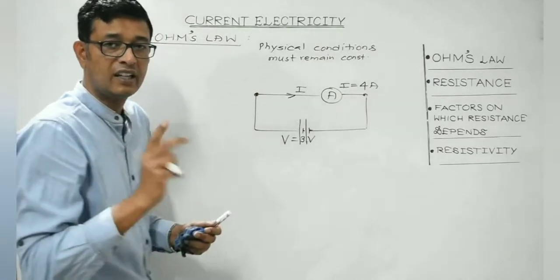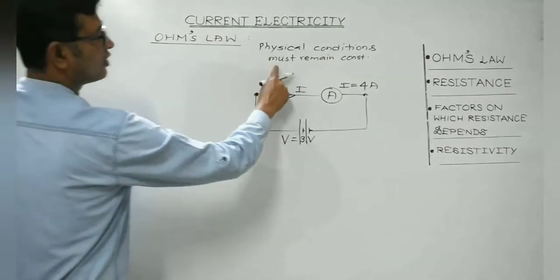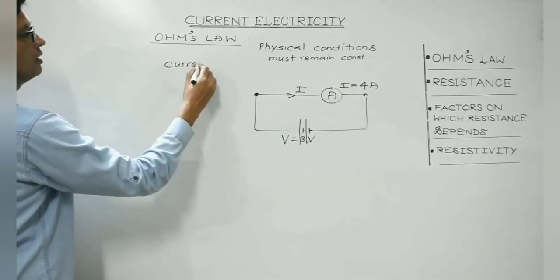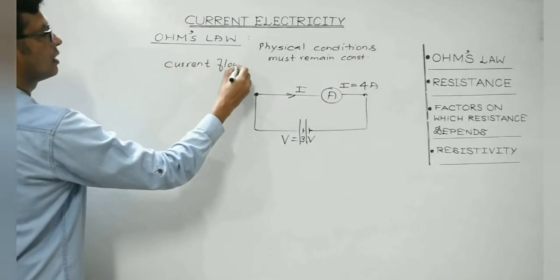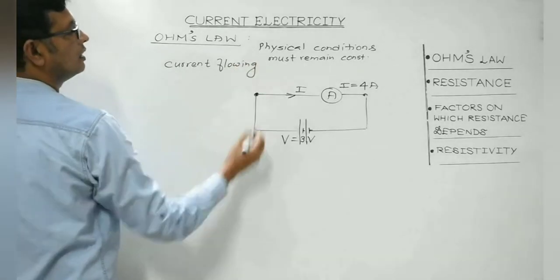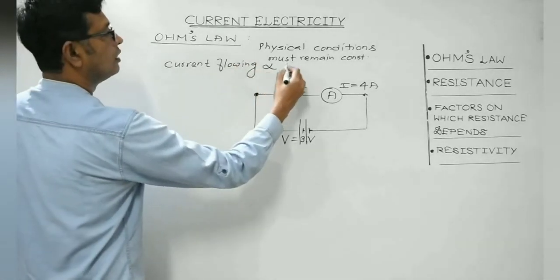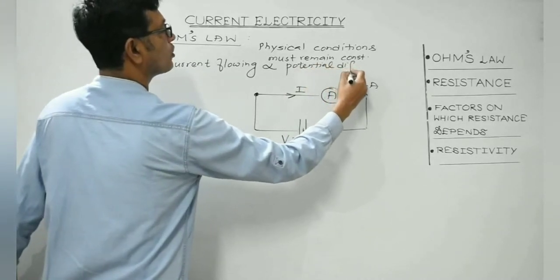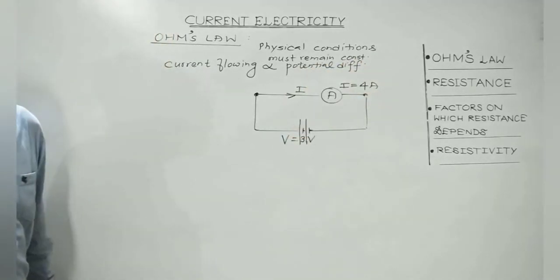Right? So again I repeat, physical conditions remaining constant, the current flowing through a conductor is directly proportional to the potential difference.